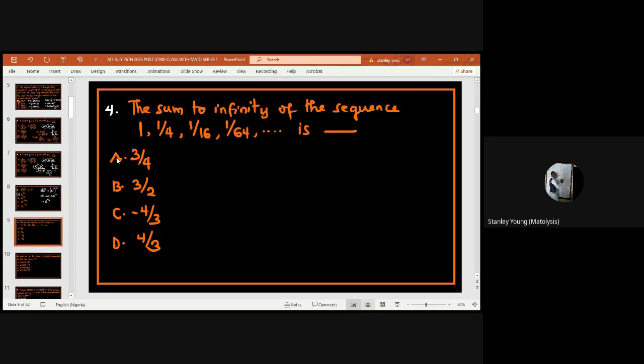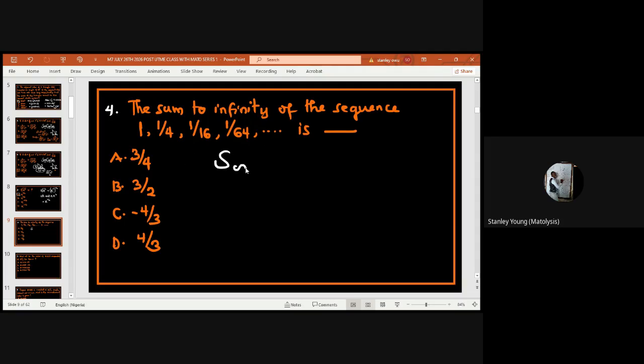Question 4. Sum to infinity of a sequence. This sequence is a GP, a geometric progression. A series or sequence is said to be in a geometric progression if there is a common ratio. You can easily agree with me that if you keep multiplying the corresponding number here by 1 over 4, you get the next. 1 times 1 over 4, you get 1 over 4. 1 over 4 times 1 over 4, you get 1 over 16. 1 over 16 times 1 over 4, you get 1 over 64.